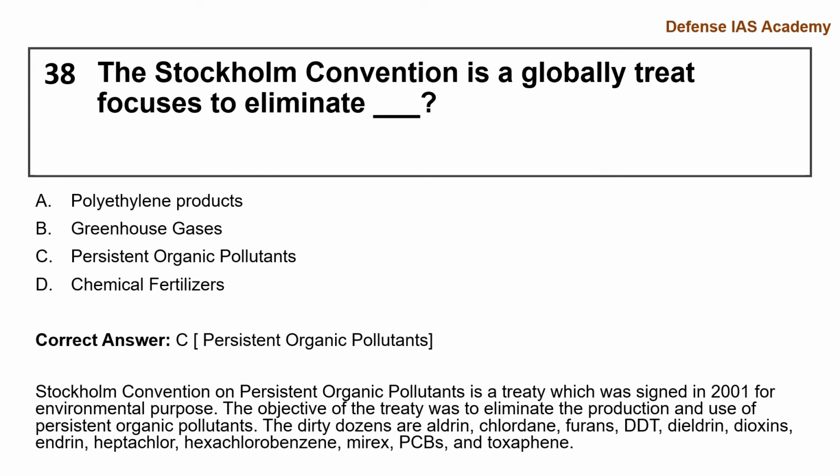The dirty dozen are aldrin, chlordane, furans, DDT, dieldrin, dioxins, endrin, heptachlor, hexachlorobenzene, Mirex, PCBs and toxaphene.